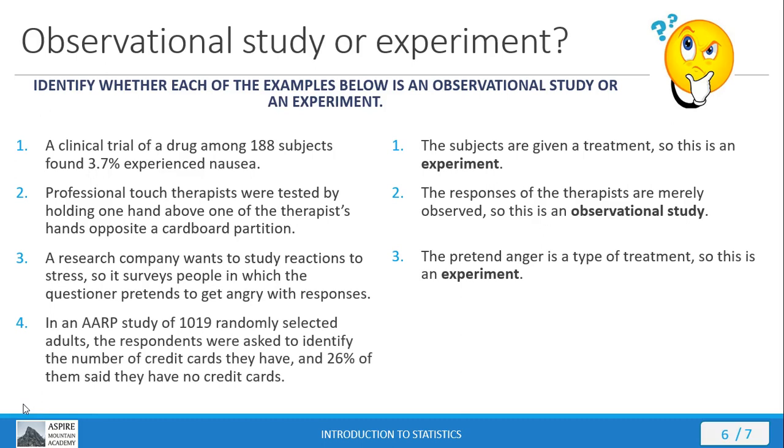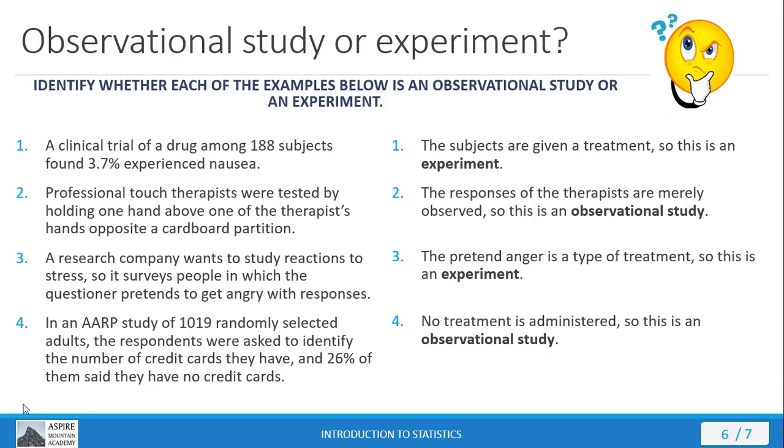Here's the last one before we finish. In an AARP study of 1,019 randomly selected adults, the respondents were asked to identify the number of credit cards they have, and 26% of them said they have no credit cards. Observational study or experiment? Well, this is an observational study. There's no treatment being administered by those conducting the study. They're just observing what people choose.